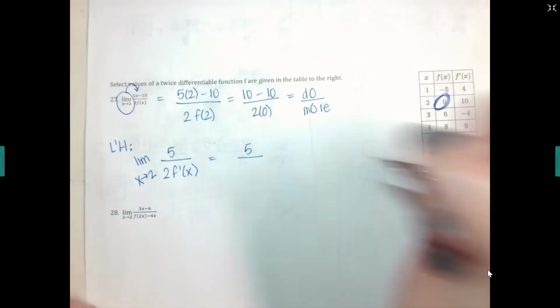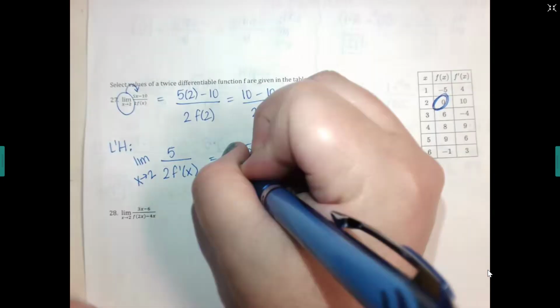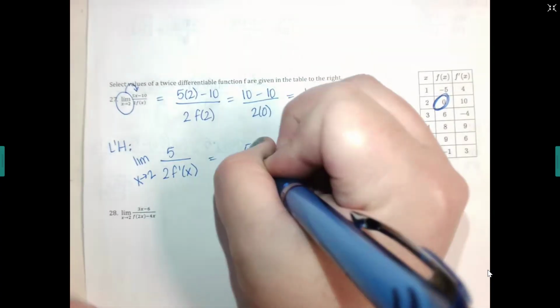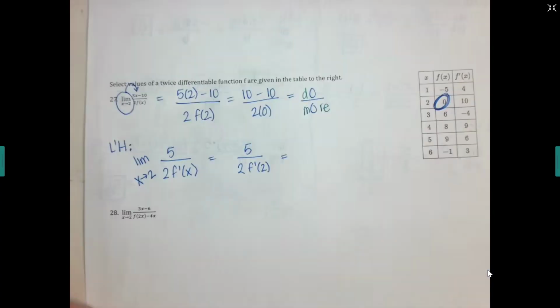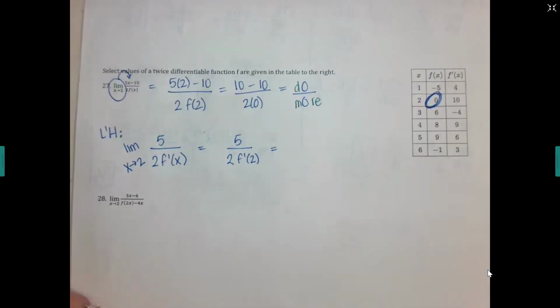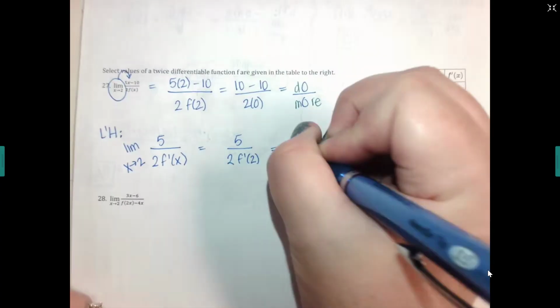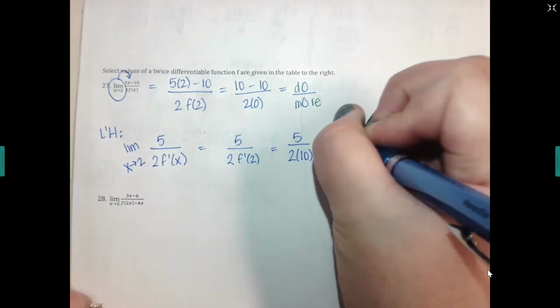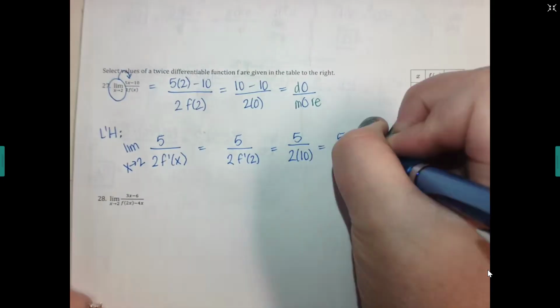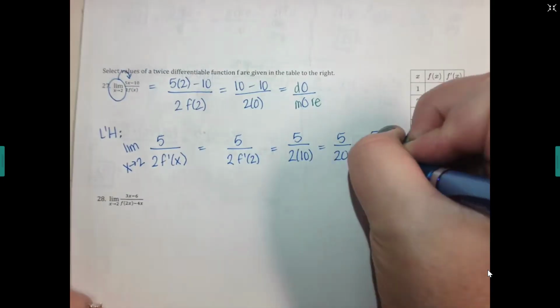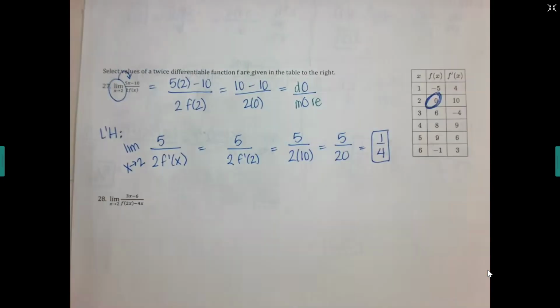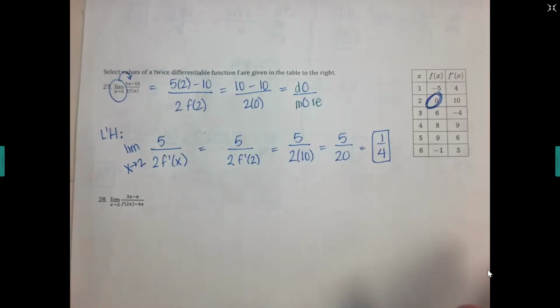So x is approaching 2. My 5 is going to stay the same. But now I'm dividing by 2 f prime of 2. And then I'll pull that number from my chart. So f prime of 2 would be a 10. Then that'd be 5 over 2 times 10, which is 20. 5 over 20 would go to a 4th. Okay? Very good. All right, take a look at the next one.